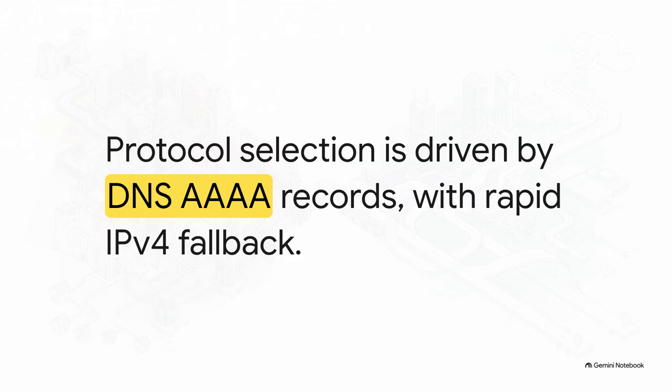And to make sure your end users don't notice a massive lag if the IPv6 path drops, mechanisms like Happy Eyeballs kick in to provide a super fast, nearly invisible fallback to IPv4. The packets then just travel end-to-end without any translation.